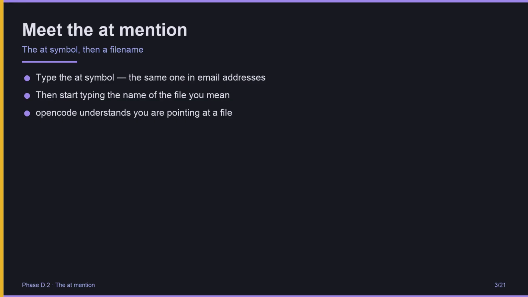Here is what it is. You type the symbol, the same one you see in email addresses, and then you start typing the name of the file you mean. That is the whole gesture. The symbol, followed by a file name. OpenCode immediately understands that you are pointing at a file, not typing ordinary words. It is a small piece of grammar that changes how you talk to OpenCode.